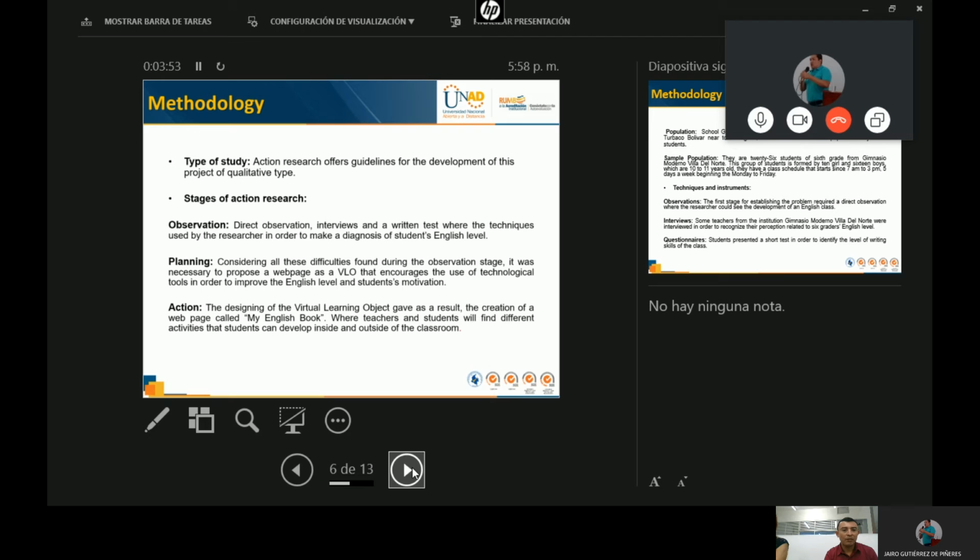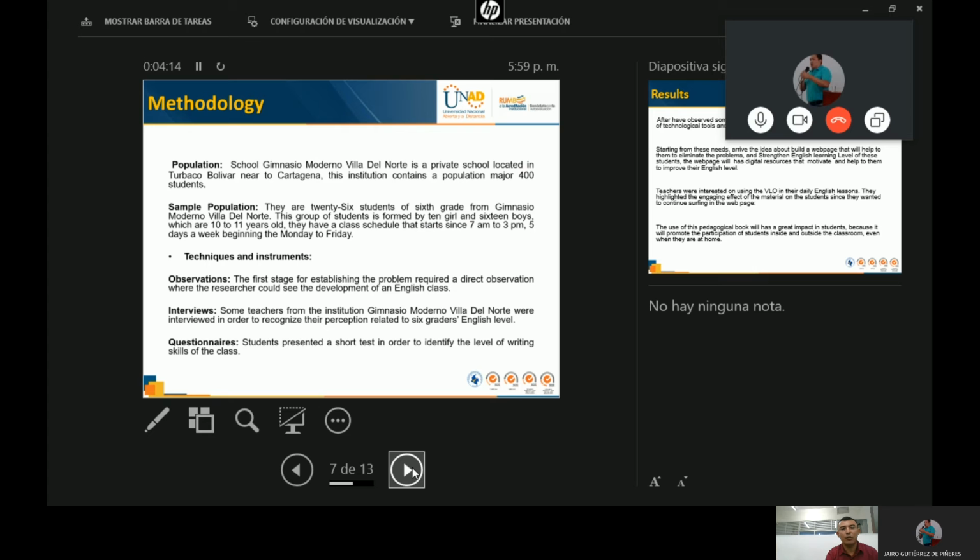Action. The design of the virtual learning object gave a result: the creation of a web page called My English Booth, where the teachers and students will find different activities that they can develop outside the class.